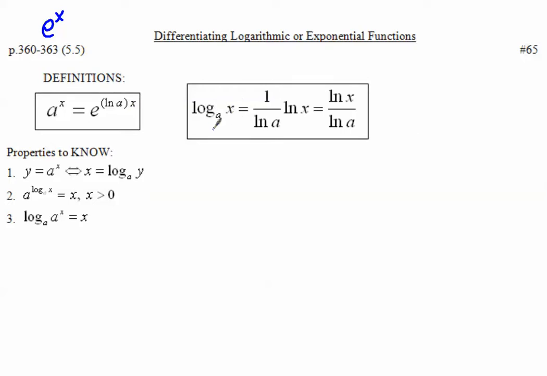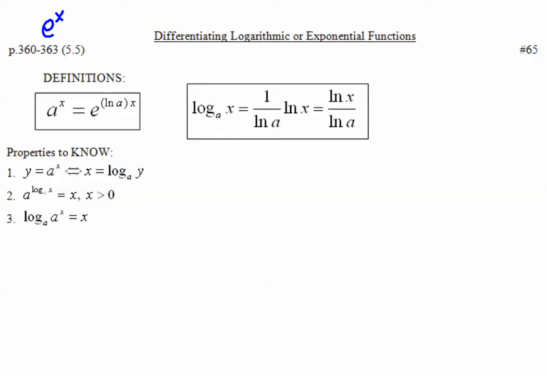We're going to define the logarithm of base a as 1 over natural log of a times natural log of x, or natural log of x over natural log of a. Some properties to remember about the exponential function and the log function of base a is they are inverses of each other. So y equals a to the x gives us also x equals log base a of y. Remember that logs are exponents, so the exponent is the log. The exponent is x, that equals the log.